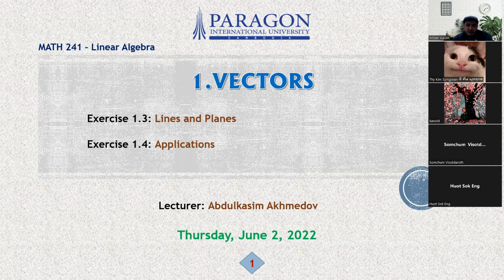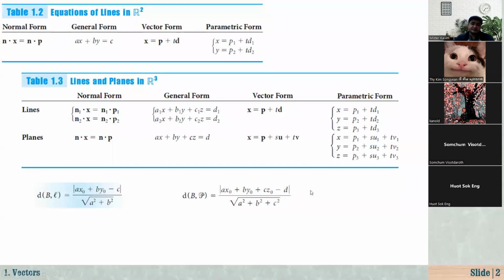So now let's do some revision and finish this chapter, okay? And I really suggest you practice at least 20 or 30 questions from exercise 1.3 and 1.4 as preparation for your quiz, okay? And also after that, I will tell you when is the deadline to submit your assignment. So now, as you know, exercise 1.3 and 1.4 are about lines and planes, and 1.4 applications.